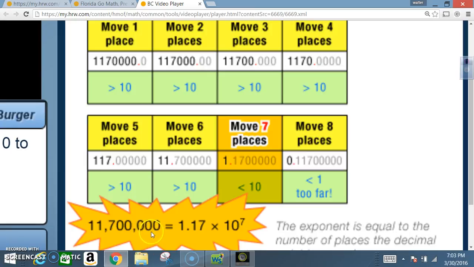And now, since we've counted 7 spaces, we're going to write our answer as 1.17 times 10 to the 7th. Once again, 1, 2, 3, 4, 5, 6, 7. That's where we want to be. So 1.17 times 10 to the 7th.